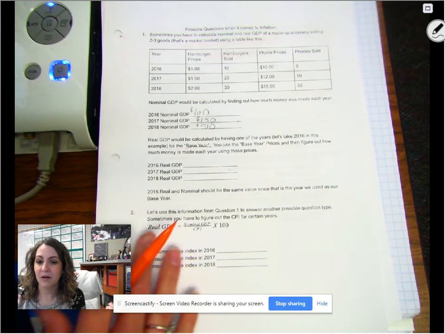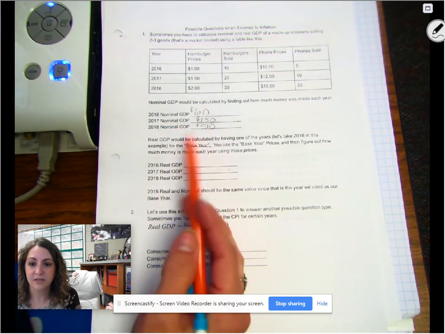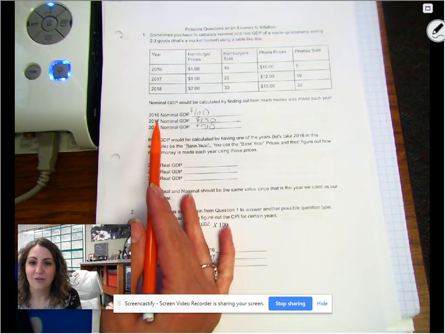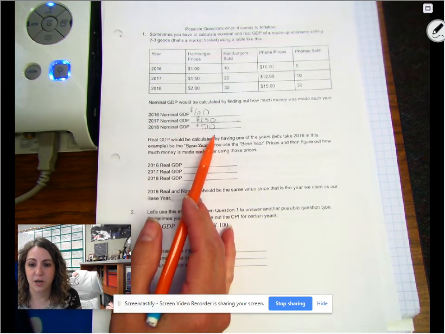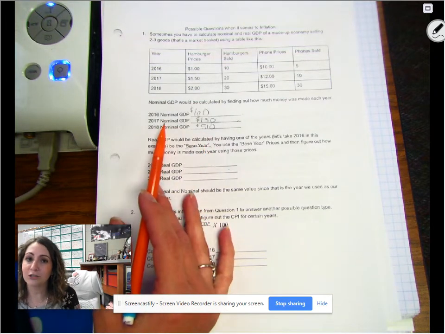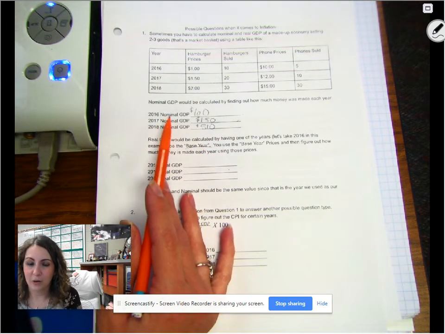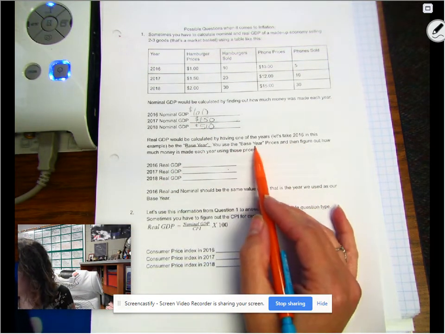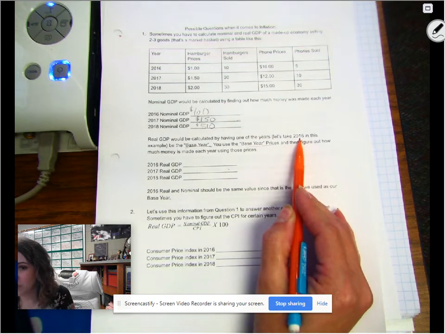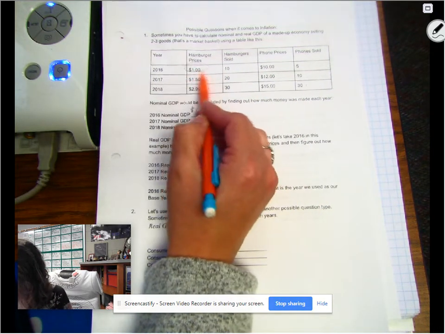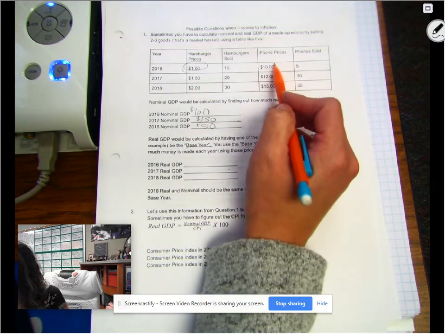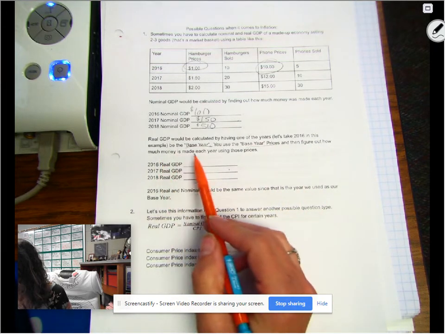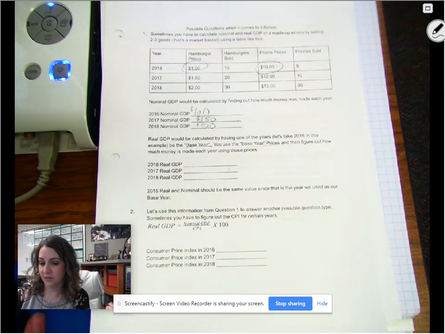That means I am now going to be converting these different prices into 2016 dollar values. Like if I travel back in time and told someone, well, in 2018, I made $510, they'd be like, what? Well, actually, in your dollar value, it would be different. That's what converting into real is. So basically, you use base year prices. So 2016 prices are right here: $1 for hamburgers, $10 for a phone. You use base year prices, and then you figure out how much money was made each year using those prices.